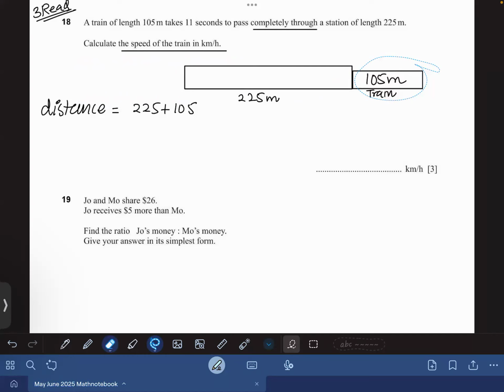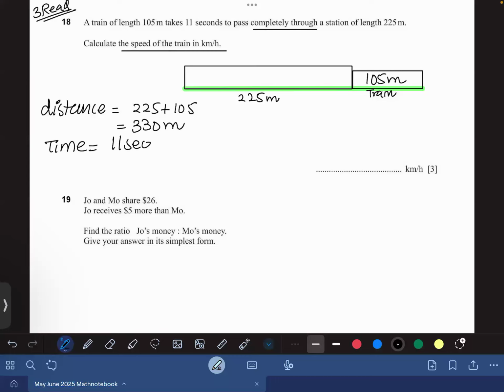So the train covered, one minute son, the train covered 225 meters plus 105 meters. That is the total distance the train covered. Which would be 225 plus 105, which is 330 meters. The time is 11 seconds. Agree?